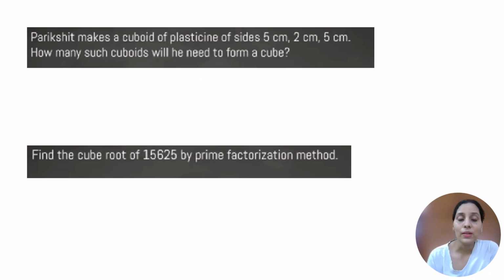Next one. Parikshit makes a cuboid of plasticine of sides 5, 2 and 5 centimeter.